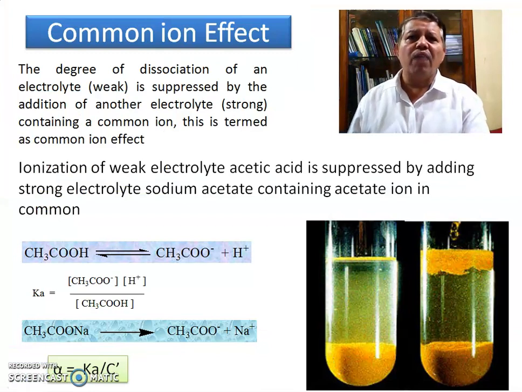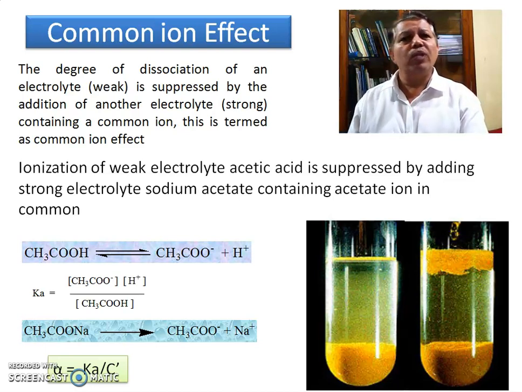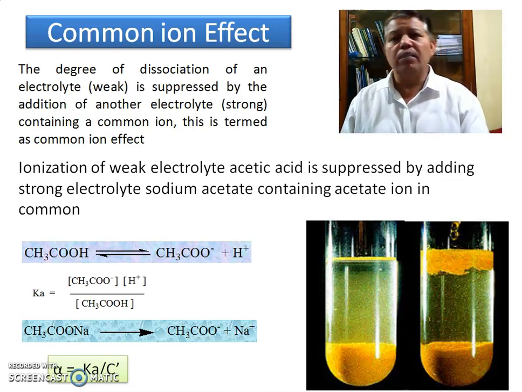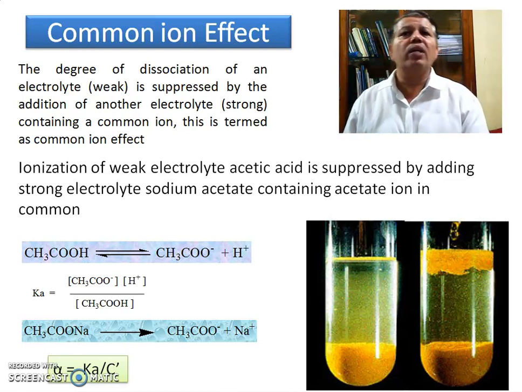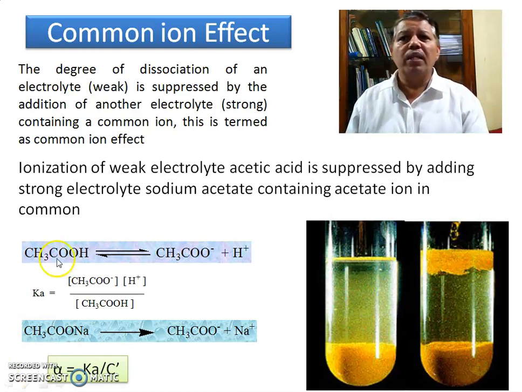Now the common ion effect affects the degree of dissociation. We know that when any common ion is added to the dissociated ions, the dissociation gets suppressed. Ionization of a weak electrolyte, acetic acid, is suppressed by adding a strong electrolyte, sodium acetate, containing acetate ion in common. For example, acetic acid dissociates into the acetate ion plus hydrogen ion.